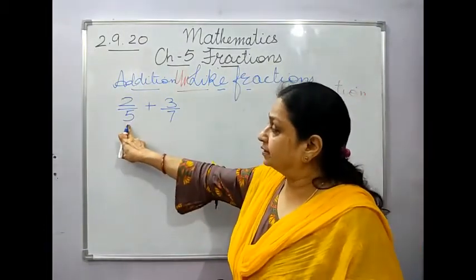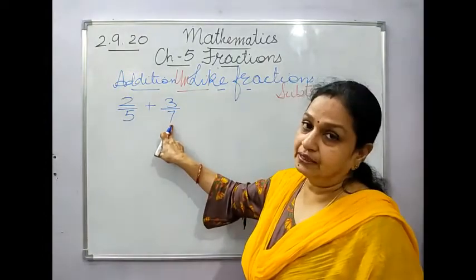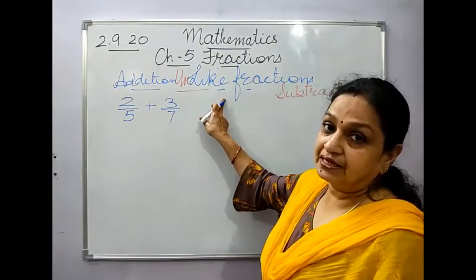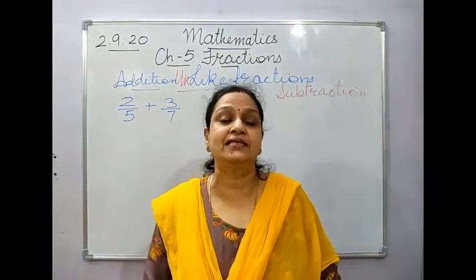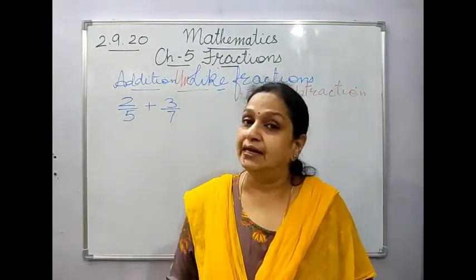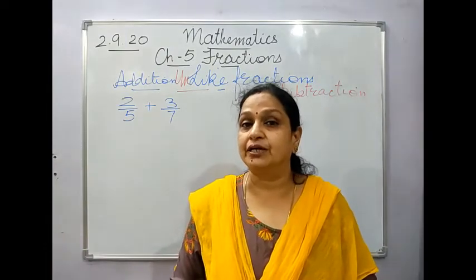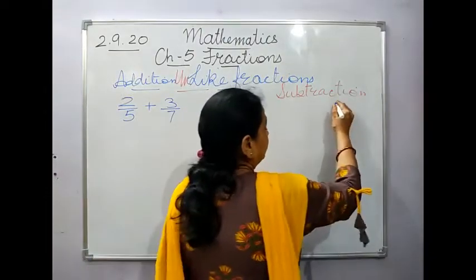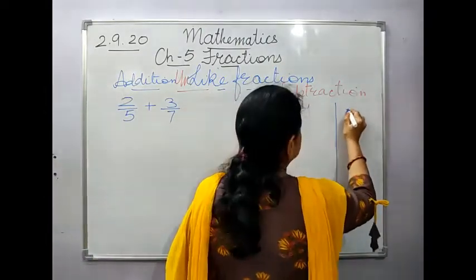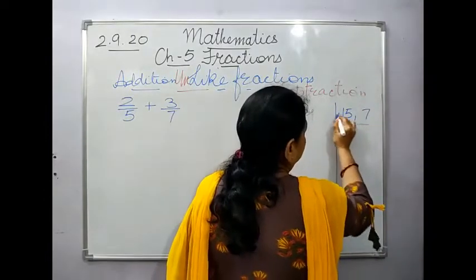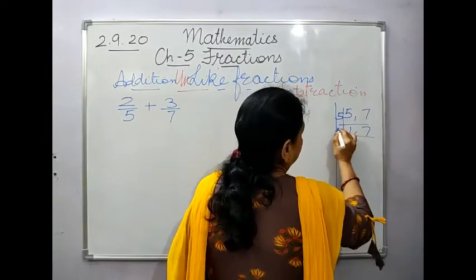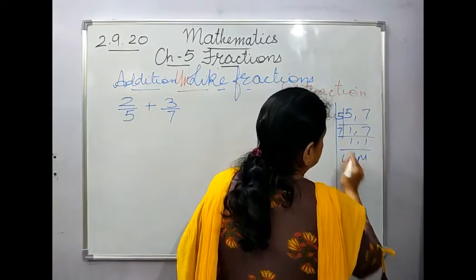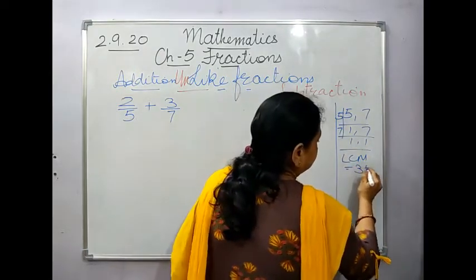Here the denominator is 5, here the denominator is 7. Denominators are different, that means it is an unlike fraction. Children, in such cases, you have to take out the LCM. You have to take out the LCM. Now, I told you, you will take out the LCM in the rough. 5 ones are 5 and 7. So, your LCM is 7 5s are 35.